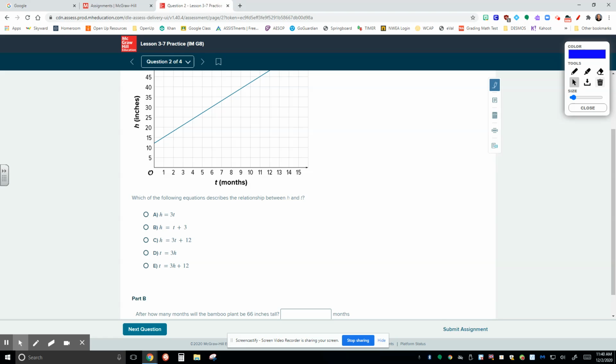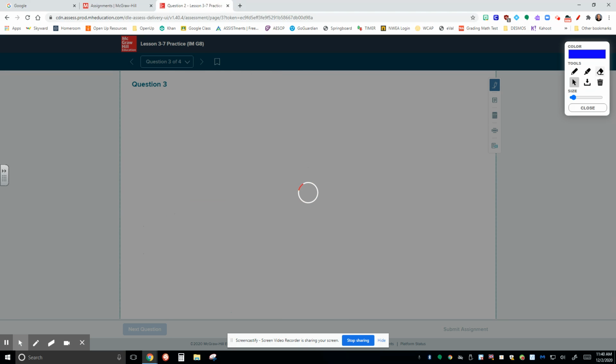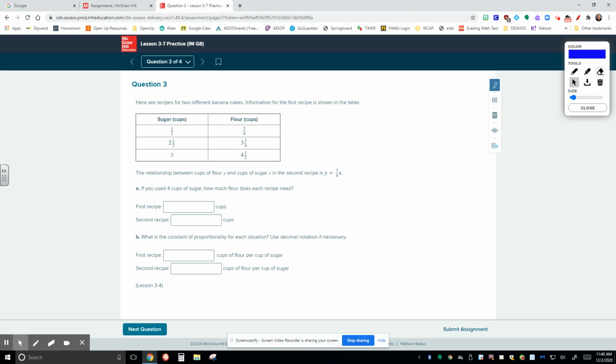Number 3. A little review from lesson 4. In this case, we have two different cakes. We have cake A that's in the table, cake B that's in this relationship.